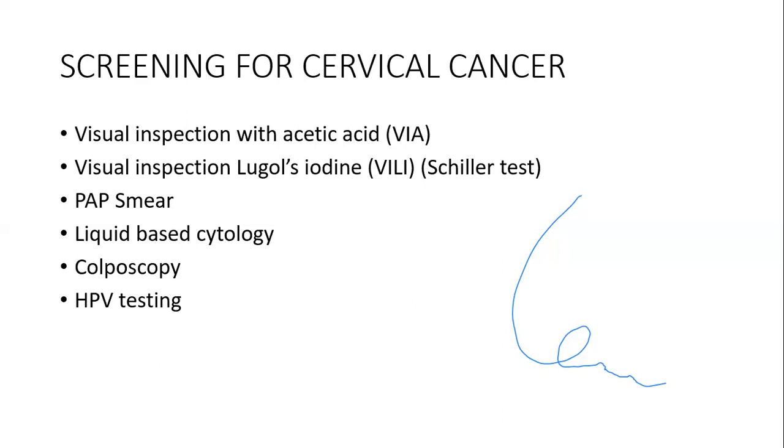We also have, similarly, the visual inspection with Lugol's iodine or Schiller's test, which is also based on the same principle. However, you see a pale yellow color change if there are lesions. Then we have the pap smear, which is also readily available, the liquid-based cytology, colposcopy, and then the testing for the HPV DNA itself.